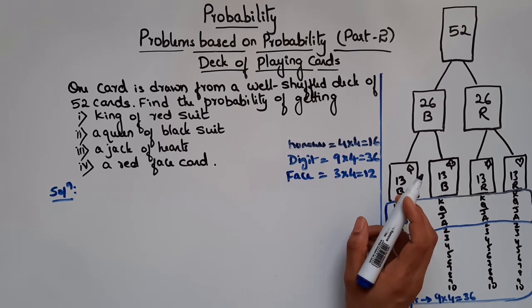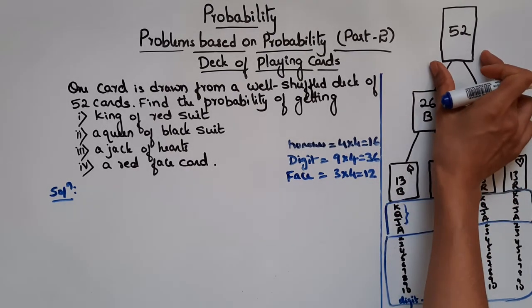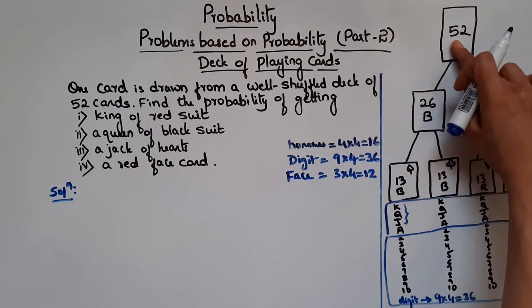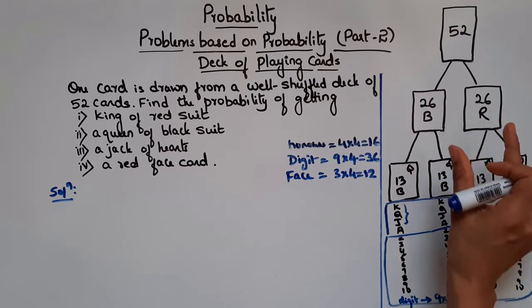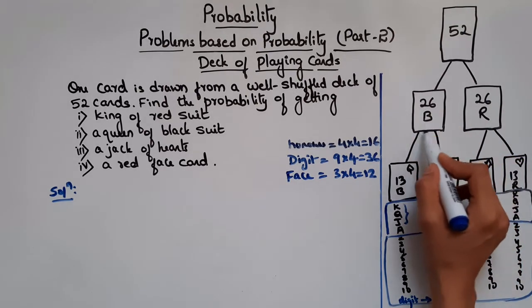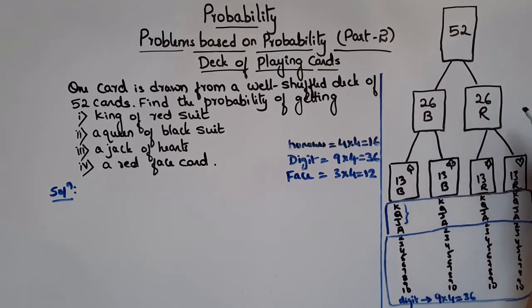So I repeat, in a pack of playing cards, there are 52 cards. In these 52 cards, there are some black cards and some red cards, which are equally divided. That means we have 26 black cards and 26 red cards.